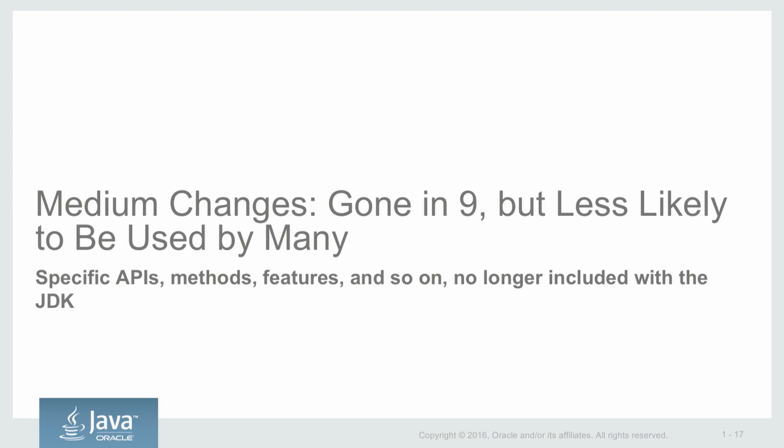Now, these ones are medium changes. Less likely to be used, but they're gone in 9. Okay? So this is everything that we're removing or that we're no longer shipping with.